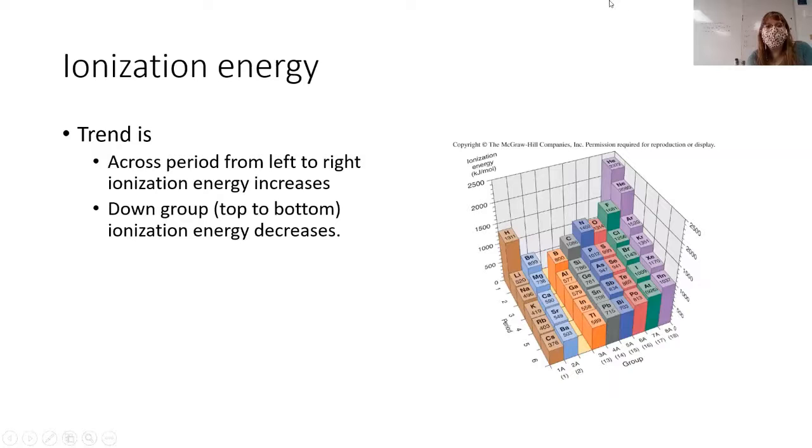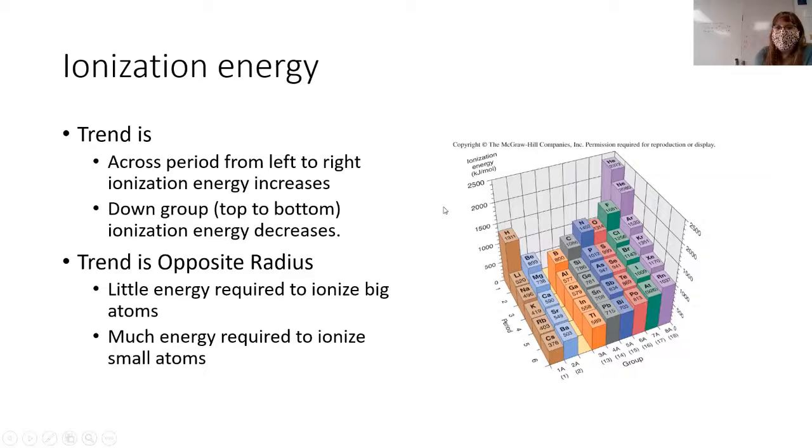So that's our general trend for ionization energy going across. It increases, and then as we go down, of course, the atoms tend to get bigger, and so it decreases going down. An important thing to remember is that this runs opposite to the radius. The smaller the atom, in general, the higher the ionization energy, and then the reverse.